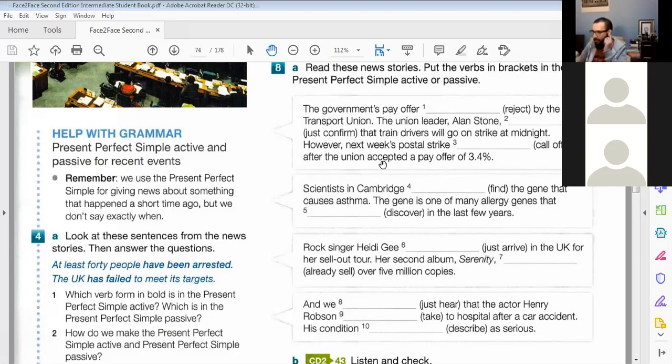Okay, so Malak, you can do the first two reports. Okay, you can start. The government's pay offer has been rejected by the transport union. The union leader, Ellen Stone, has just confirmed that the train drivers and Ellen Stone.